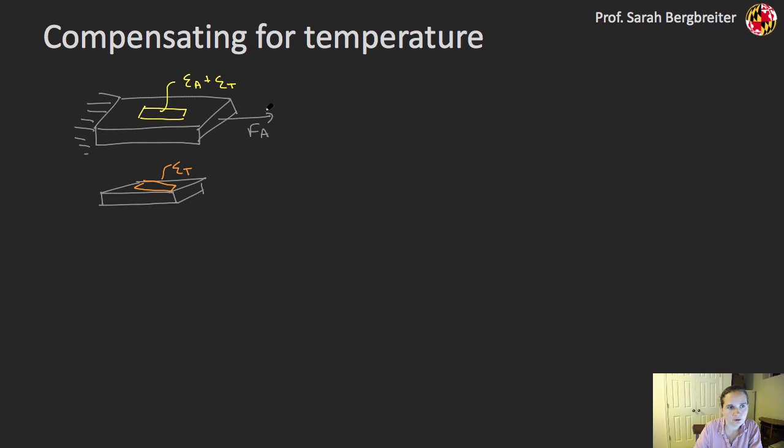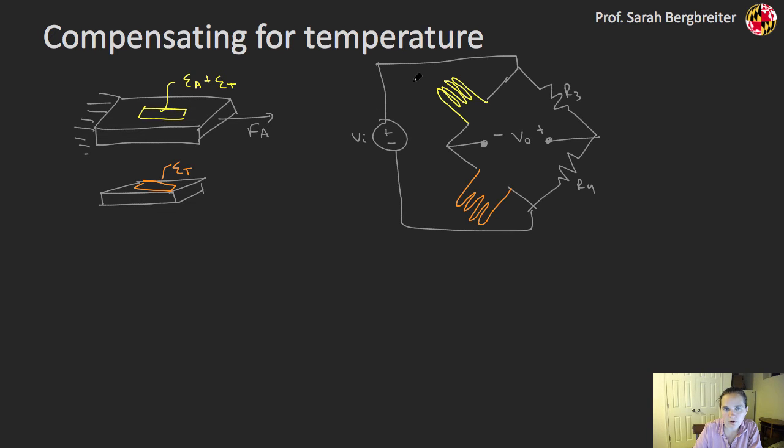And I can set those two strain sensors up in a bridge circuit where I have effectively my active strain gauge in this quadrant of the bridge circuit, and down here I have my compensating strain gauge and then static resistors on this other side here. So this is a half bridge, right? I have two strain sensors here.